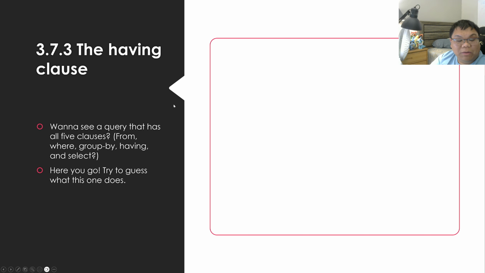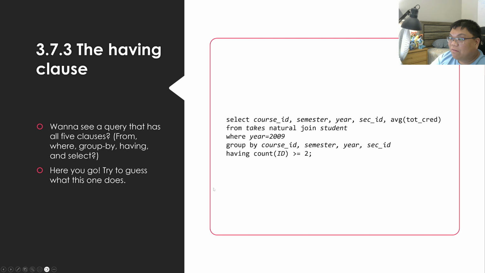You want to see a query that has all 5 things? There you go. Try to figure out what this one does. Select course ID, semester, year, section ID, average total credit from X natural join student where year equals 2009. Group by course ID, semester, year, section ID, having count ID greater than or equal to 2.